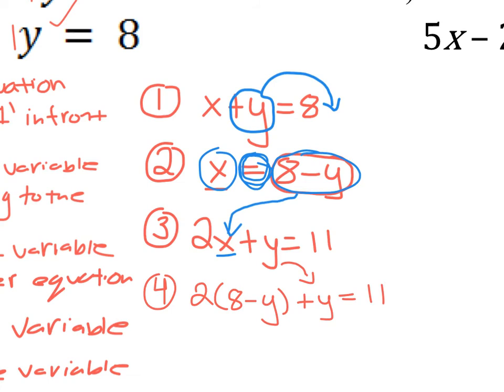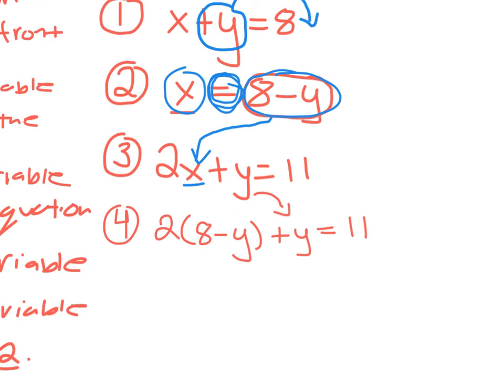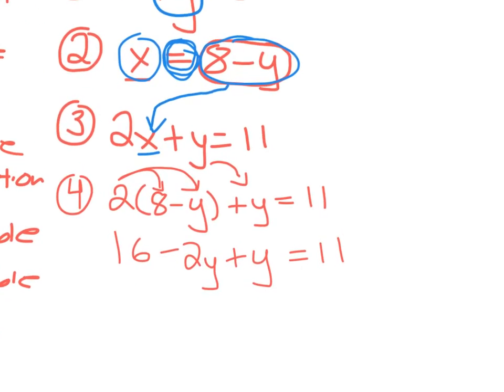Now this is why we did our previous unit with solving equations, because now for step number 4 here, we need to solve for this. So we know from that previous unit that we're going to have to first expand. So that means break this bracket. So 2 multiplied by 8, 2 multiplied by negative y. So 2 times 8, 16. 2 times negative y, negative 2y, plus y equals 11. Now I can collect like terms.